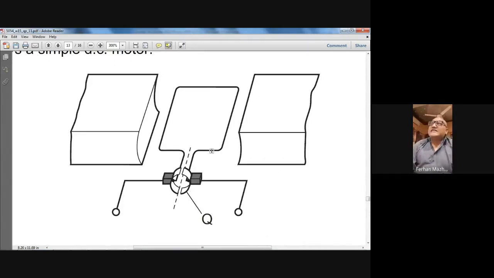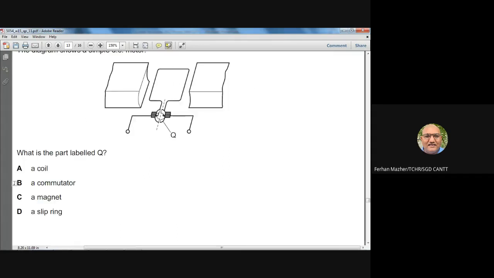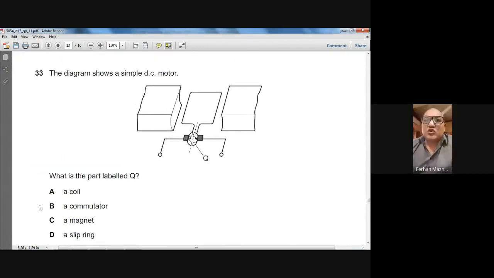This is called the split ring commutator. The Q thing is called the split ring commutator. So what is the Q? The Q is a split ring commutator. B is the best option, sir. Question number 33, B is the right option.